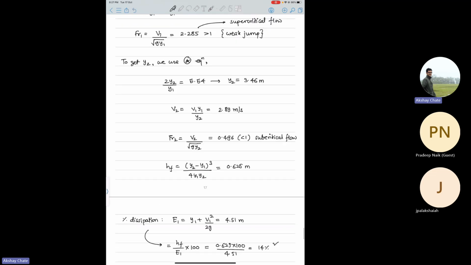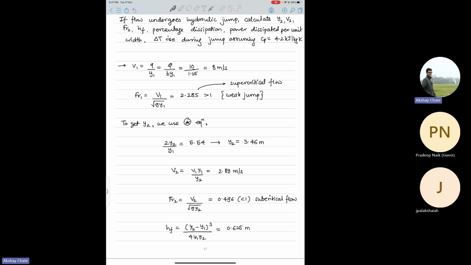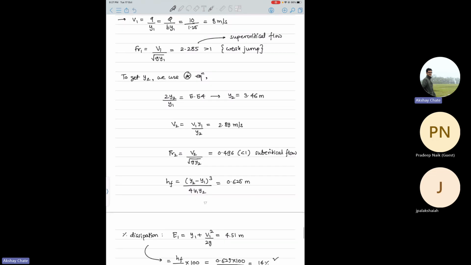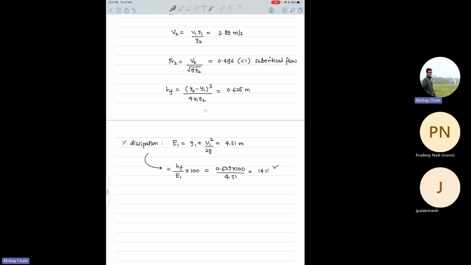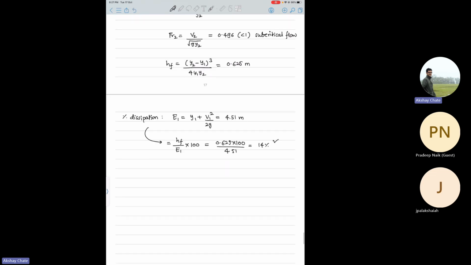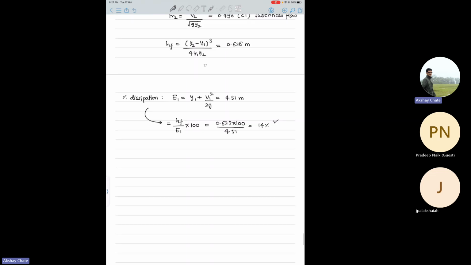Because for a weak jump, which we know, the Froude number is between 2 to 4. So that is a weak jump, and the head loss should be around 10 to 15%. So correct, our calculations are correct only. So this is one check that you can do.